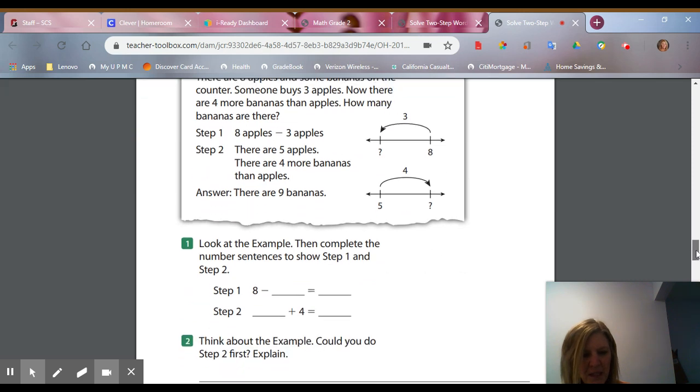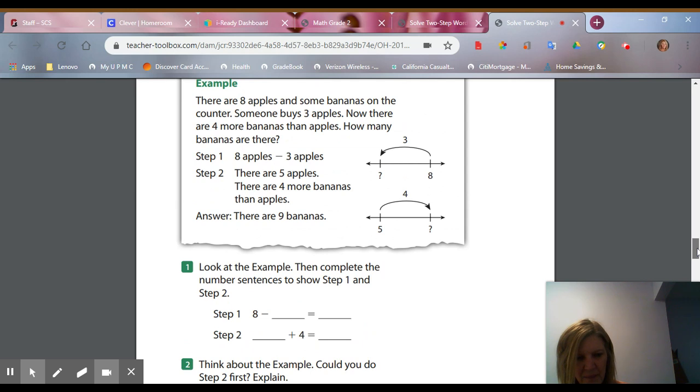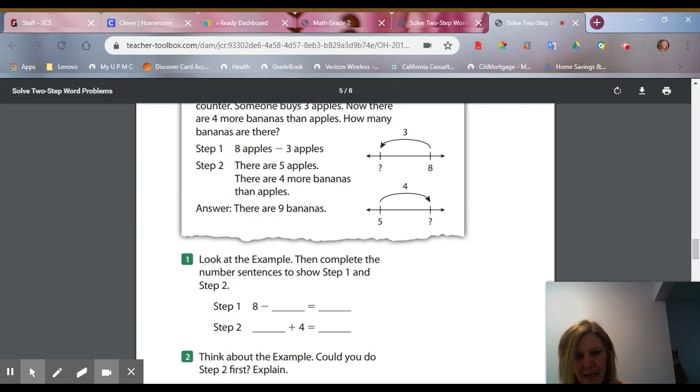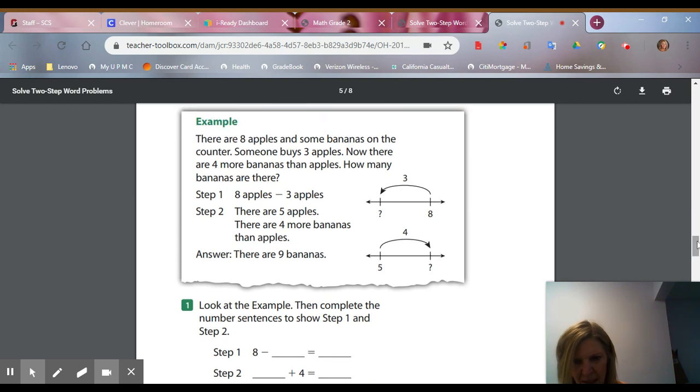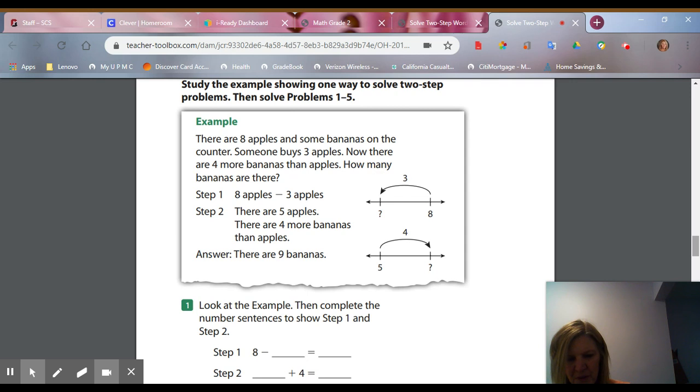So there are a few different ways to solve two-step problems, and you can pretty much use whichever one you like. Let's go over equations one more time. We're going to look at this example and use equations. So in step 1 again, up here, there are 8 apples and some bananas on the counter. Someone buys 3 apples, so they're gone. Now there are 4 more bananas than apples. How many bananas are there?